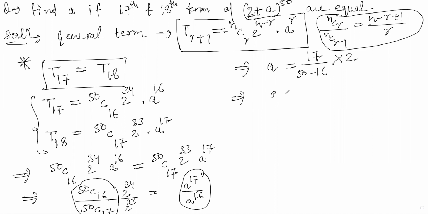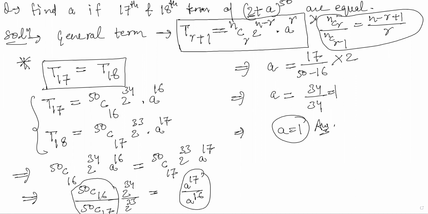So this is a equals 34 divided by 34, which is 1. And a is 1. This was the calculation part. You could have solved it without using this formula as well. The formula just makes it simpler, but that doesn't mean you can't solve it without the formula.